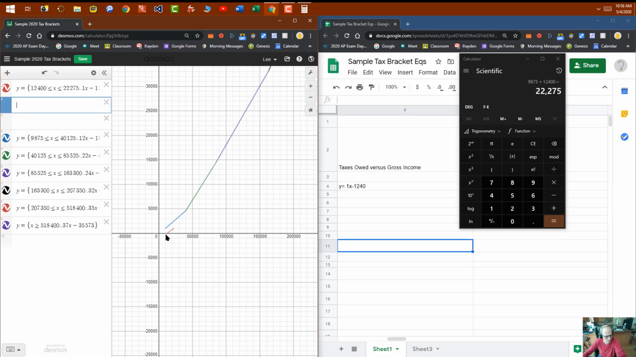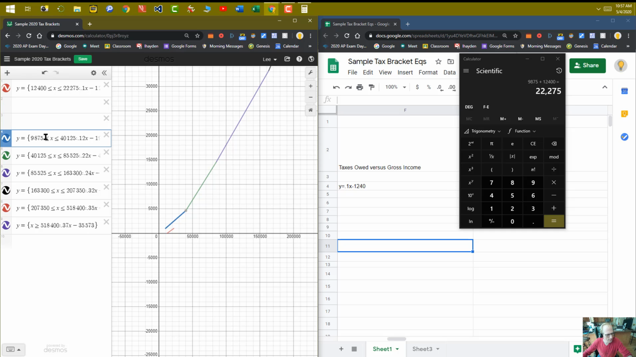We have the same graph, the same line segment, but shifted 12,400 to the right. Because taxable income doesn't start until you've already made $12,400. Having a gross income anywhere between 0 and 12,400, we pay 0 taxes. You could actually write the equation for that, y equals 0 when x is between 0 and 12,400, but we're not even going to bother with that. We'll just rewrite each of the existing equations.